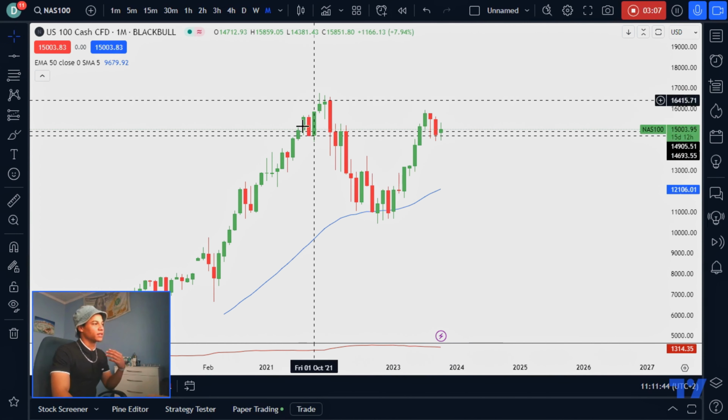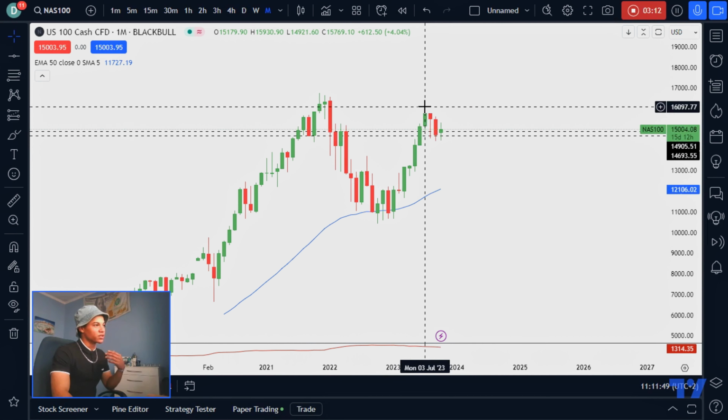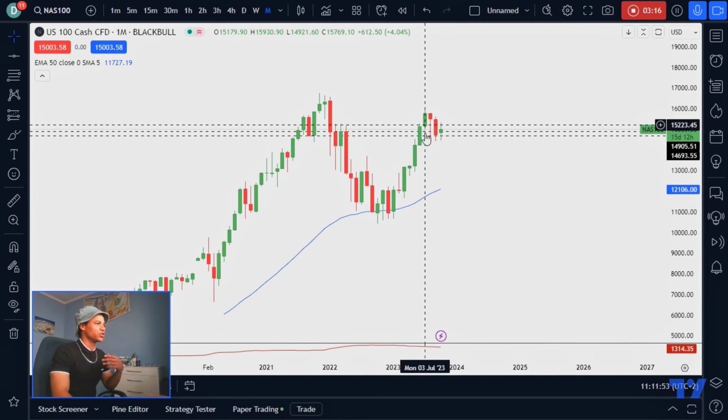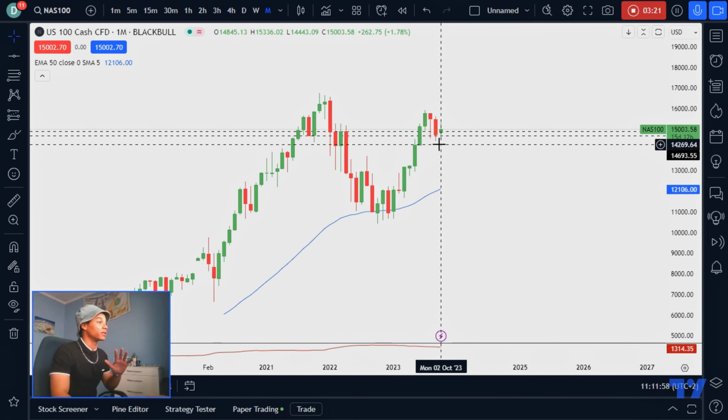As you can see, I've created a zone that was support here and resistance here, and price broke above this area, pulled back into this area, and now we can see that price has shown some rejection, and also some indecision. That's on the monthly.